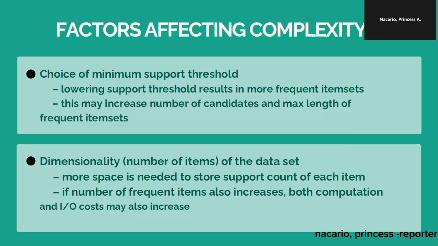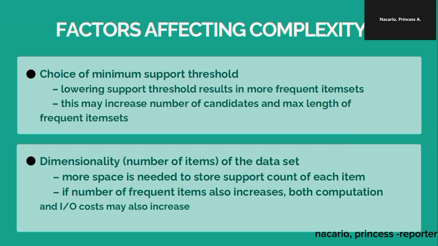Factors affecting complexity. For this slide, I'll be discussing the factors affecting complexity in data mining algorithms, especially in the context of frequent item set mining like the Apriori algorithm. The first factor is the choice of minimum support threshold. When the support threshold is set lower, more item sets are considered frequent. At first, this might seem beneficial, but the downside is it increases the number of candidate item sets and the maximum possible length of those item sets. As a result, the algorithm performs more calculations, making the entire process more complex and time-consuming.